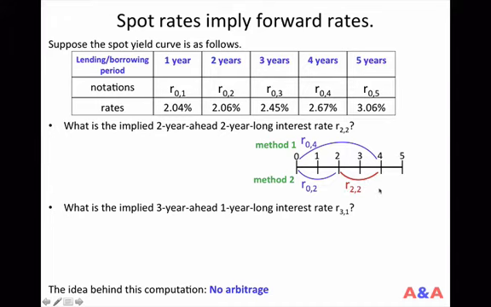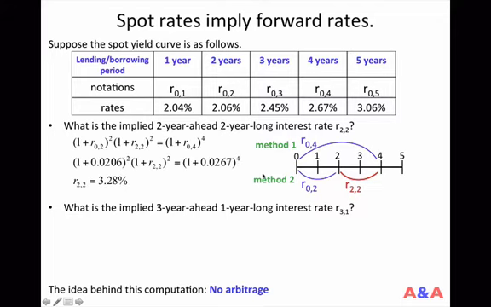These two methods should give exactly the same return. If one is better than the other, then all investors would want to borrow money from the cheaper method and at the same time lend that money at the higher rate, and by doing so investors could take arbitrage, getting free money. So the no-arbitrage argument implies that these two methods should give exactly the same return.